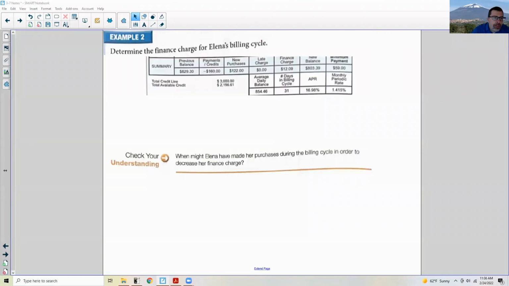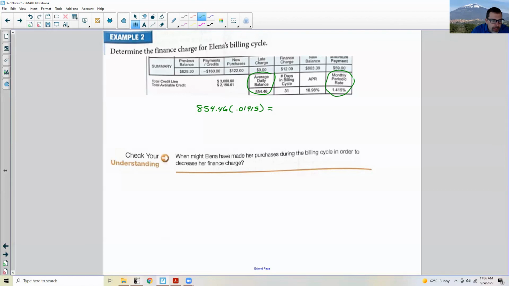Okay, example 2 says to determine the finance charge for Elena's billing cycle. All right, so I just took the summary portion of her statement, and what we're going to use is the average daily balance and her monthly periodic rate. So all you have to do is take the average daily balance of $854.46 and multiply that by the daily interest rate, which is 0.01415.